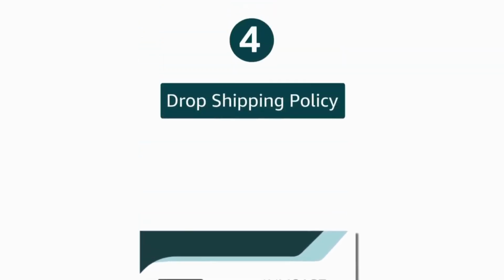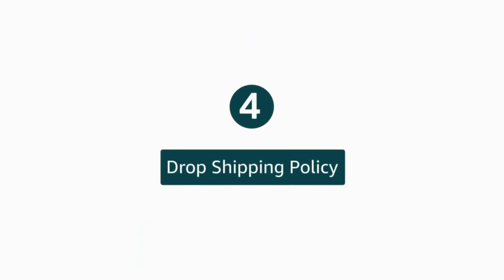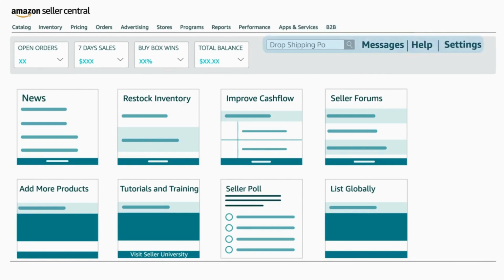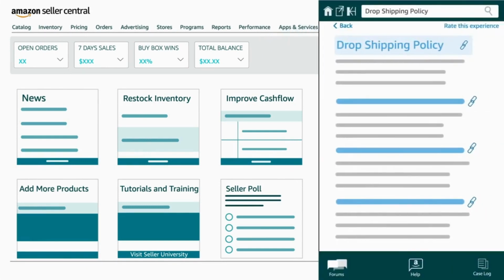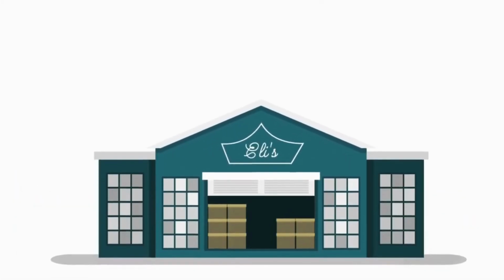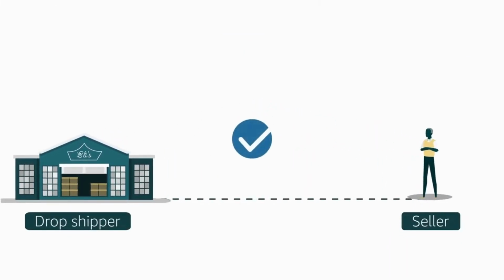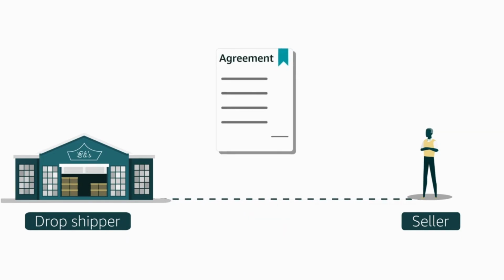Number four, understanding Amazon's drop shipping policy. Amazon allows sellers to drop ship products as defined by our drop shipping policy, which can be found on Seller Central by typing drop shipping policy in the search bar. To properly conduct drop shipping, sellers must first validate that the drop shipper is a valid supplier for the item they intend to sell. Once it's determined that suppliers are valid, ensure that there is a signed and dated service level agreement formalizing the relationship between you and your drop shipping supplier.